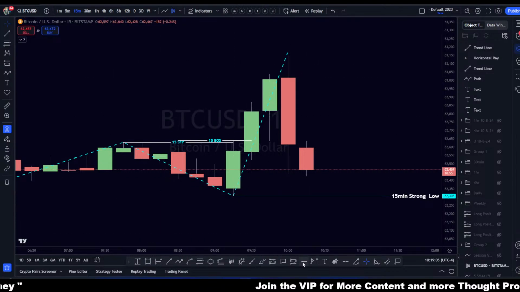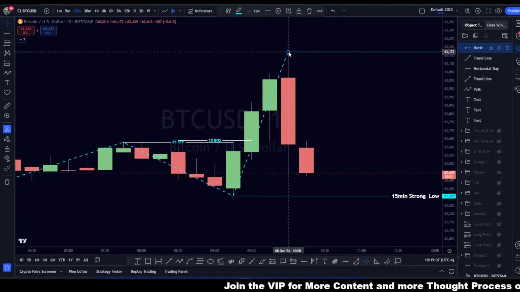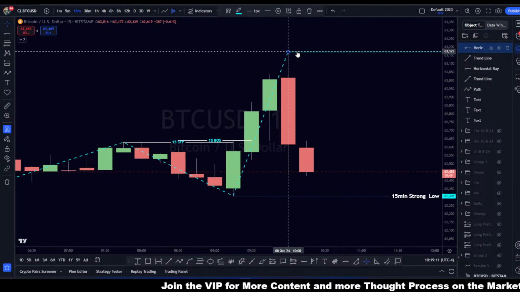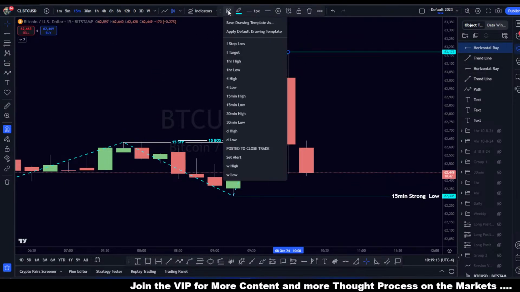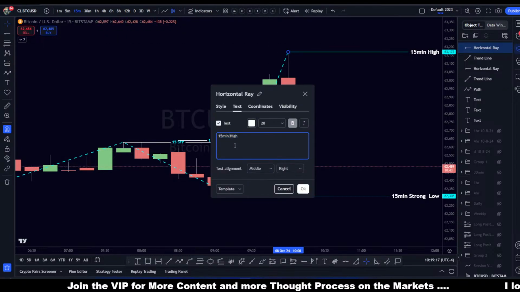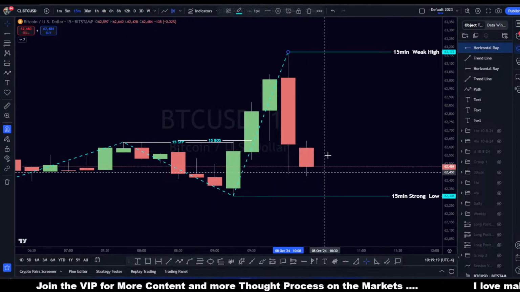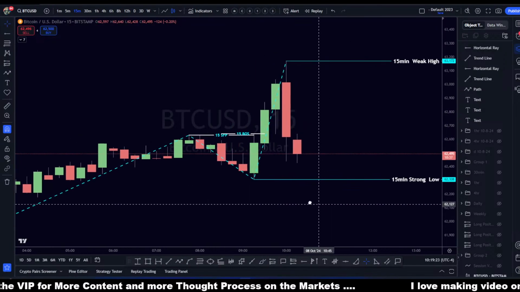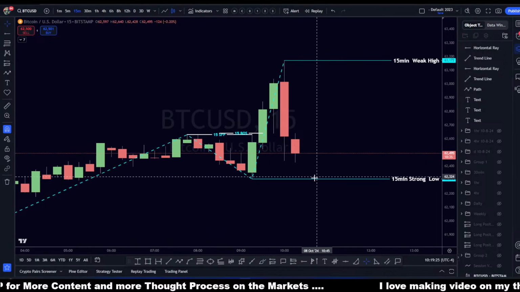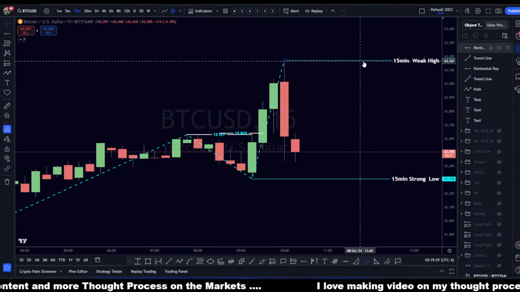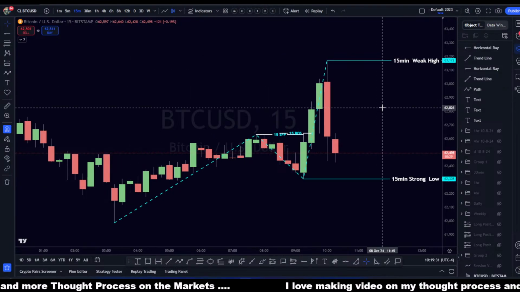So here we go to this. Now since this is our strong low, this has to be our weak high. It's going to be our 15-minute high. This is going to be our weak high. Now this is saying that if the price action comes down here, hopefully it'll get support and break this weak high, continuing the thought process.